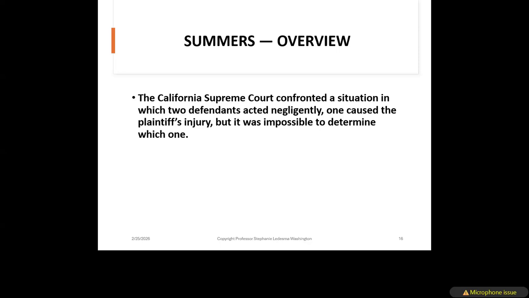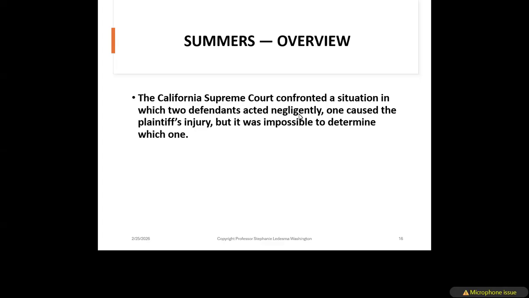The court in Summers v. Tice refused that outcome and made a pivotal change. That change was to shift the burden from the plaintiff to the defendants. The court reallocated the evidentiary burden because there were concurrent negligent acts that created symmetrical uncertainty.